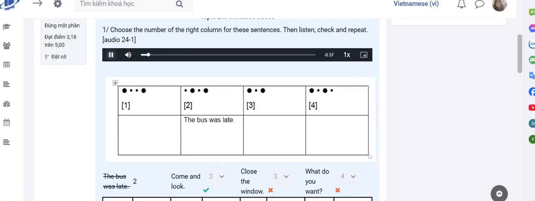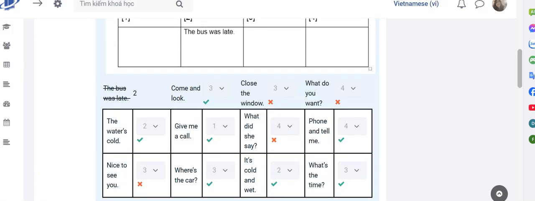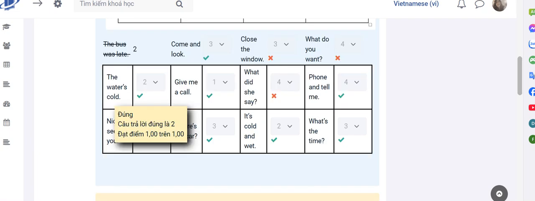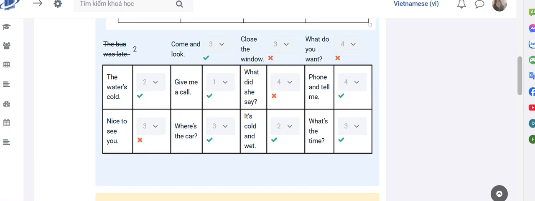Listen, check and repeat. What do you want? Give me a call. What did she say? The bus was late. The water's cold. It's cold and wet. Come and look. Where's the car? What's the time? Close the window. Nice to see you. Phone and tell me.